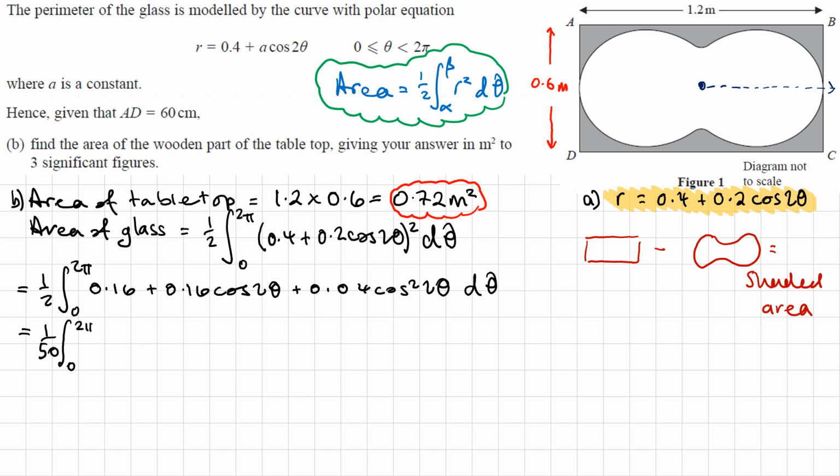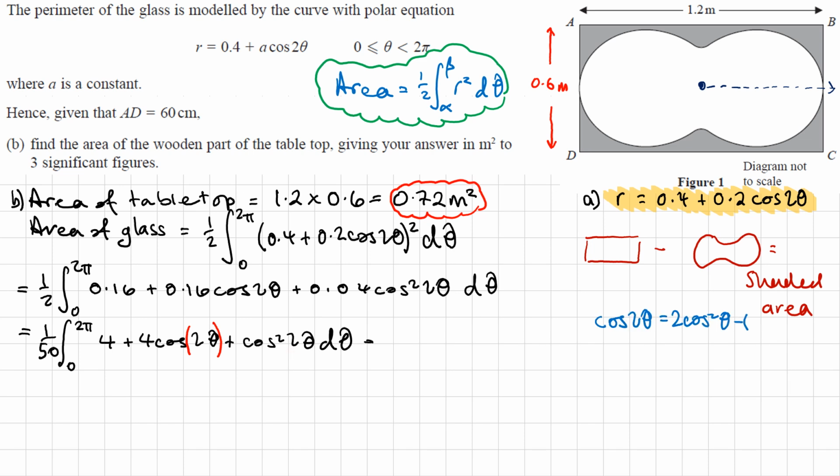So I don't need to take out the factor. I just prefer if I take the factors out. So I'll have 4 plus 4 cos 2 theta plus cos squared 2 theta. Now the 4 we can integrate, the 4 cos 2 theta we can integrate using the reverse chain rule because the inside is linear, 2 theta. However, we can't integrate the cos squared 2 theta, so we need to use a trig identity to change that.